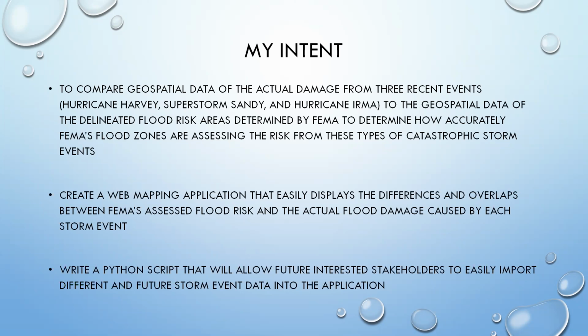I'm going to look at Hurricane Harvey, Superstorm Sandy, and Hurricane Irma, and then compare those areas that were affected to the flood zone data that FEMA has, and assess how accurately those areas are being mapped. And then, as I said, create a web mapping application that easily displays the differences between FEMA's assessed flood risk from their flood insurance rate map, and the flood damage that was actually caused by those particular storms.